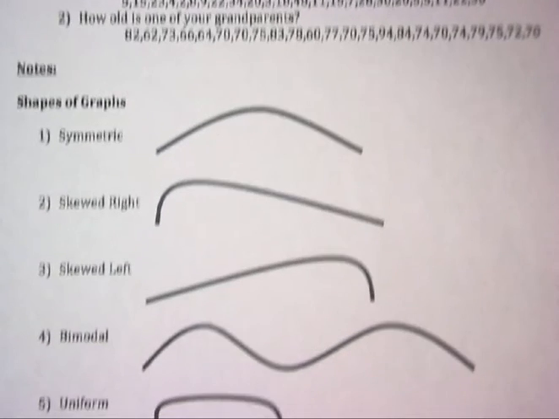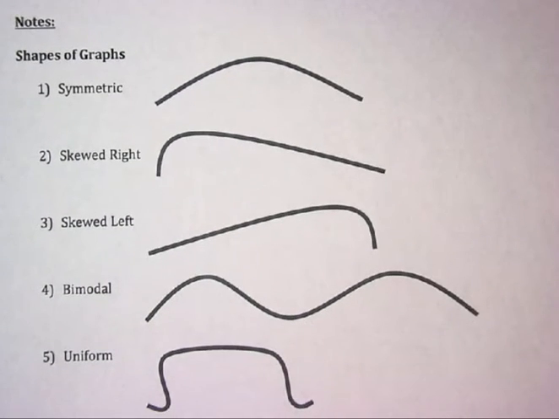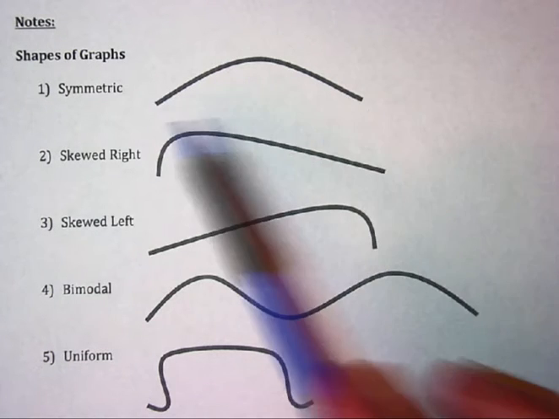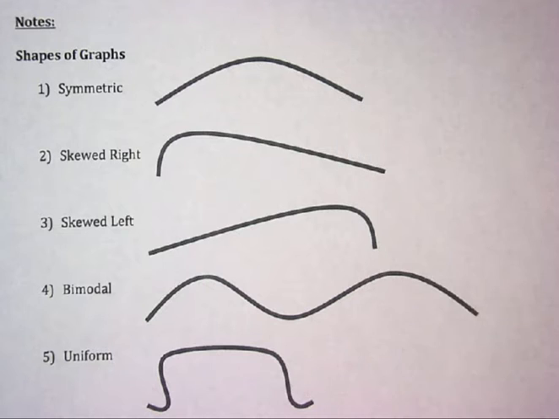Next, we're going to talk about the shapes of graphs. The shapes of graphs mainly are looking at things like a bar graph or a dot plot or a stem plot. You can really use any of those to determine the shape. Symmetric is just what it says. It looks like it's the same on both sides, usually going up in the middle and coming back down.